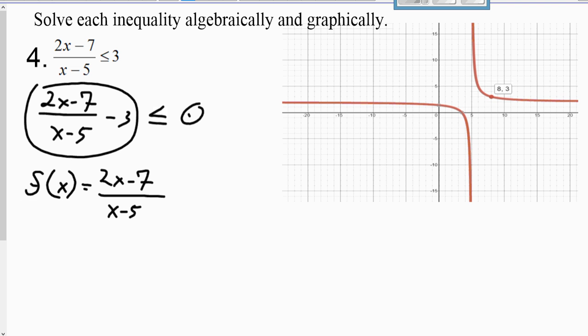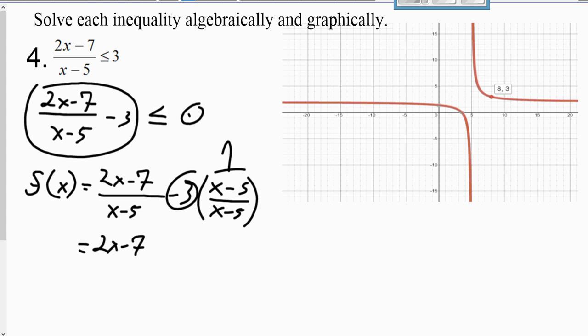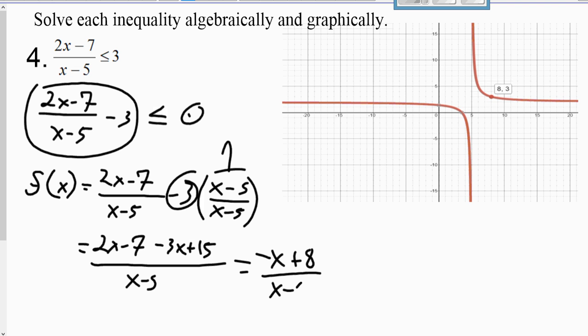So to simplify these, I want to get a common denominator. So I'm going to multiply this by x minus 5 over x minus 5, a convenient choice for 1, right? So as we distribute this -3 through, I get 2x minus 7 minus 3x plus 15 in my numerator. My denominator is common, so I can combine them. It's x minus 5. As I collect my like terms here, I get -x plus 8 over x minus 5.